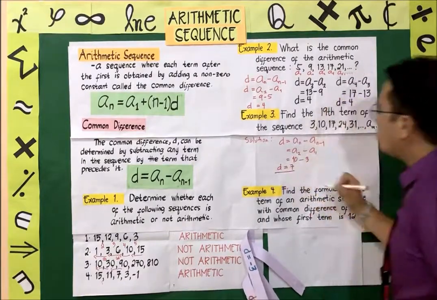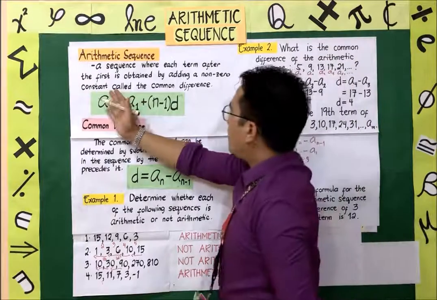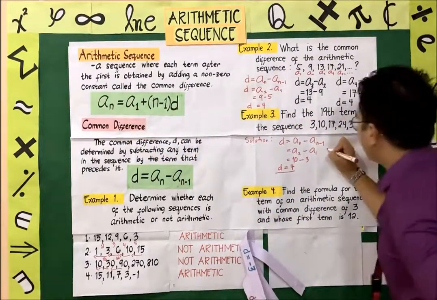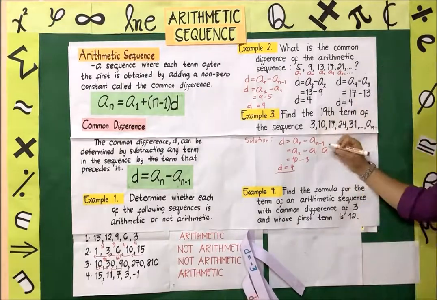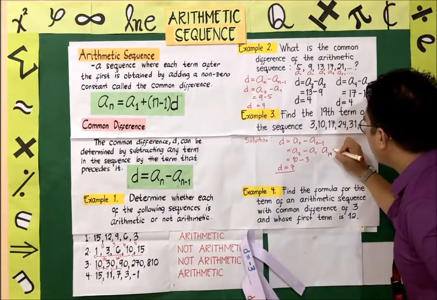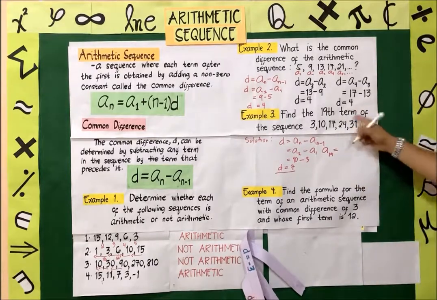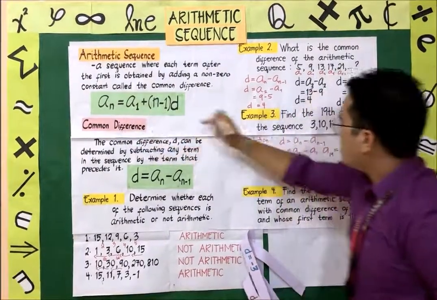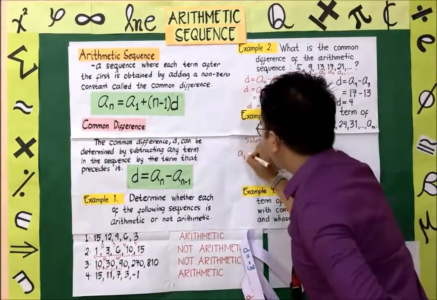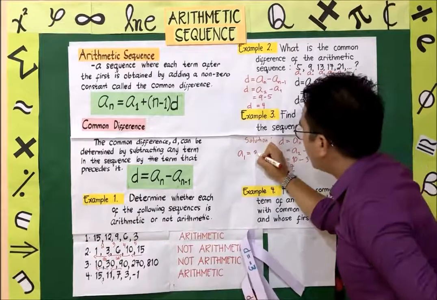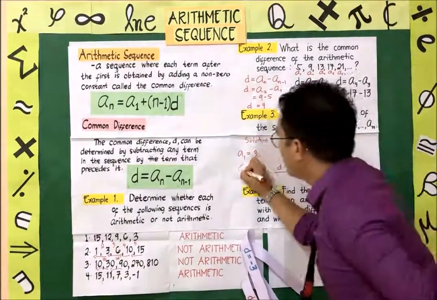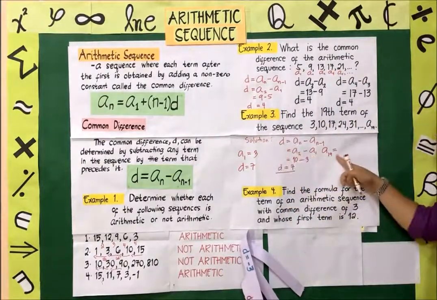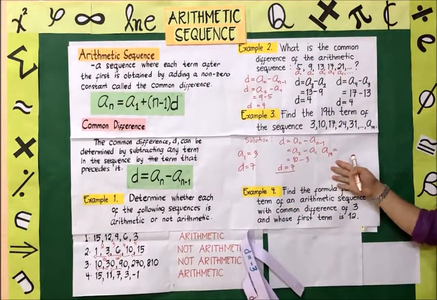Since nakuha na natin yung common difference, let me use this formula para makuha natin yung A sub 19 or the 19th term. So we have A sub 19, kasi yan yung hinahanap natin, di ba? The 19th term of the sequence equals to, alam naman natin yung given, which is the A sub 1. A sub 1 is given, right? That is the 3. Kaya nahanap din natin yung difference. D is equal to 7. So, gagamitin natin ito para mahanap natin yung 19th term.